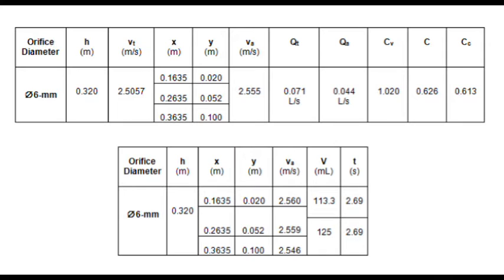The actual velocity V sub a was solved by using the formula V sub a equals square root of g x squared over 2y. Substitute its corresponding x and y values in the equation and we will be able to get their respective individual actual velocity.